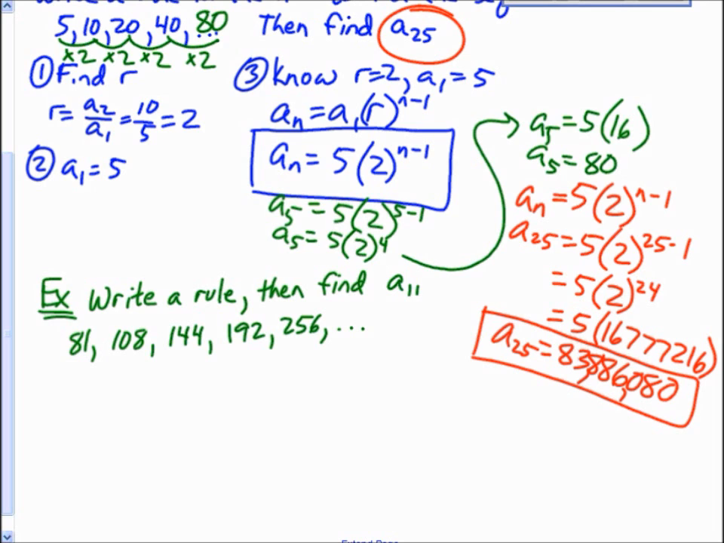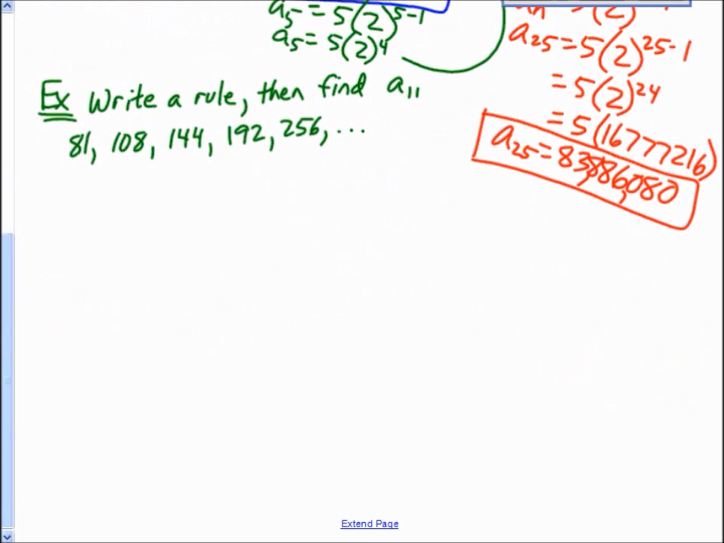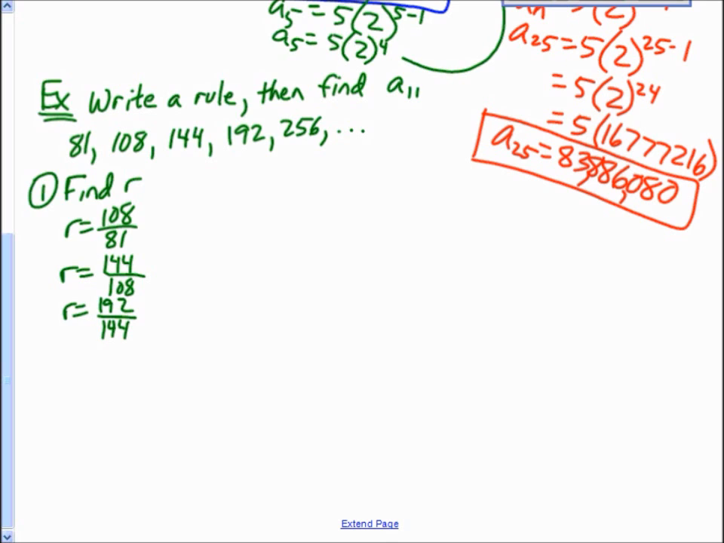Write a rule for this geometric sequence. So again, the first thing that we're going to do here is find our common ratio. So number 1, find R. So our R is 108 over 81, or the same thing as 144 over 108, and the same thing as 192 over 144. Anyway, so on. Well, I'm going to take this 108. I know both of those go into 9. So that is 9. 108 and 9 is 12. Both those go into 3. So it's 4/3. Each of these is 4/3. So we have our common ratio of 4/3. Definitely geometric. Number 2.